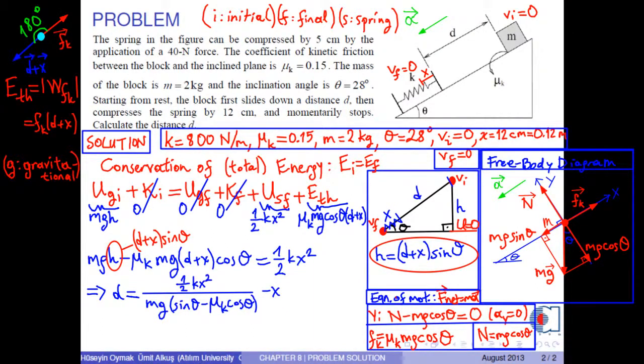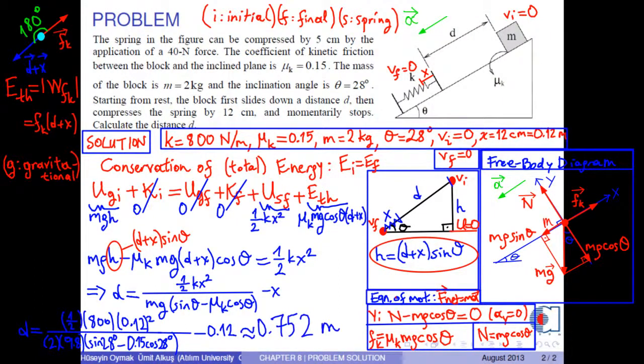if we insert the numerical values into this equation, we calculate distance d as 0.752 meters. Or equivalently, distance d is approximately 75.2 centimeters.